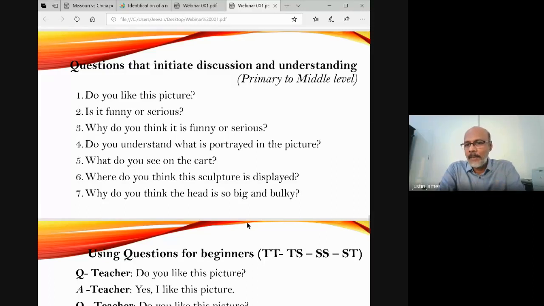And I saw in the chat box, some people were writing it is an egoistic head. It is bloated up. That is right. But a primary student may not know what ego is or why this head is bloated up. But a student can say whether it is funny or serious. What do you think? Is it funny or serious?